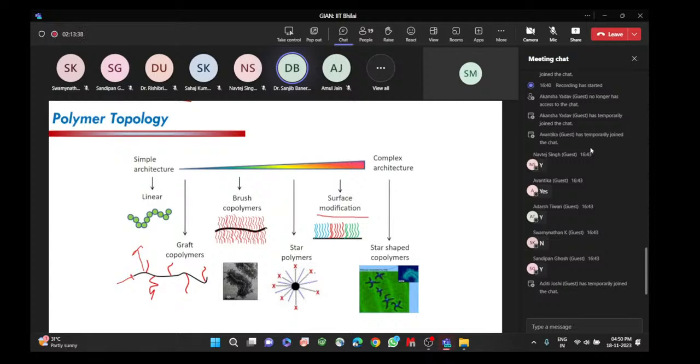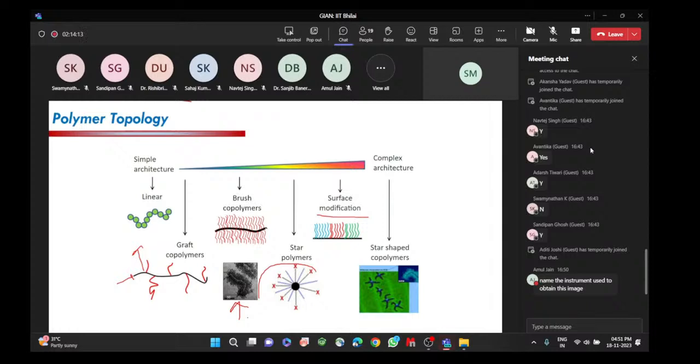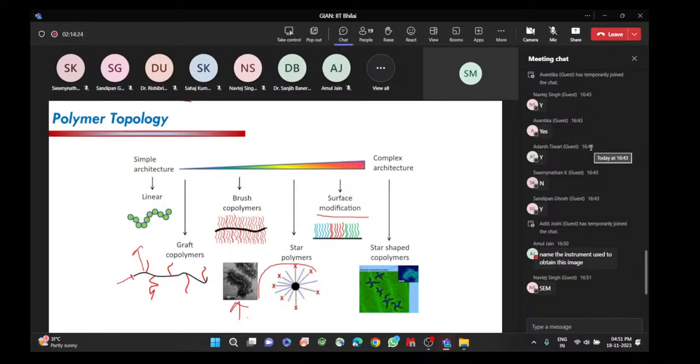Now the interesting part, now the question. So this is an image, this one. Can you tell me the analytical method or analytical instrument name using which this image has been taken? You can write your answer in the chat. The question is, can you tell me which analytical technique has been used to take this image? I will wait for a couple of minutes. Okay, one more minute and then go ahead.